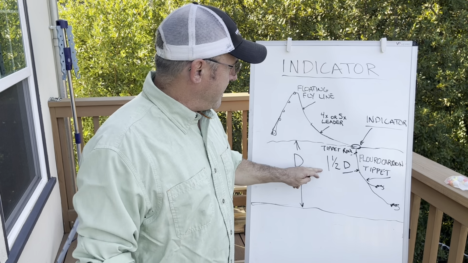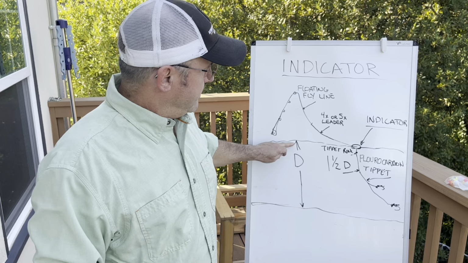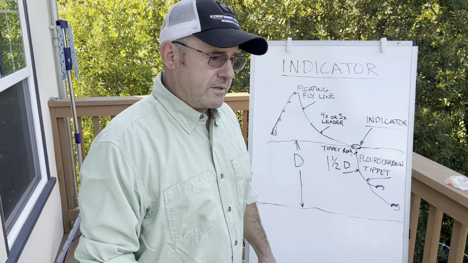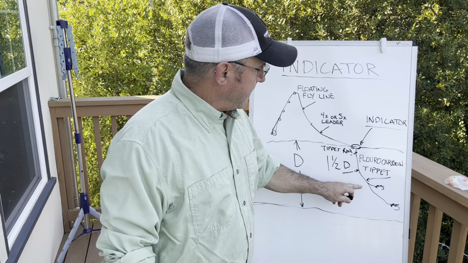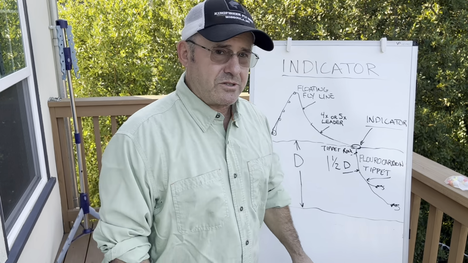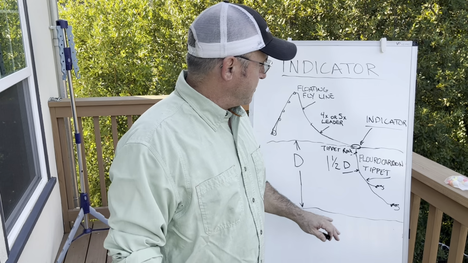But how do you know what the depth is? You're going to take a guess. You're going to look out there and say, I think I'm fishing in, I don't know, 2 feet of water. So you're going to set the length of the tippet to 3 feet. I just want you guys to know it's out there because you're going to see people fishing this way.